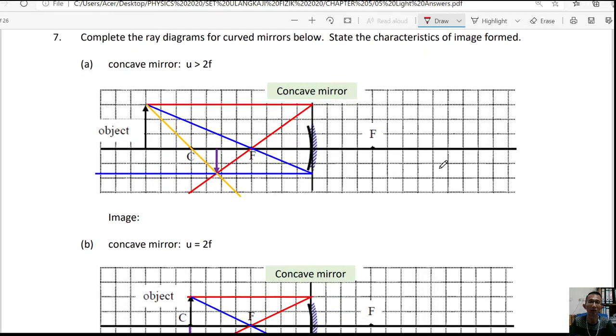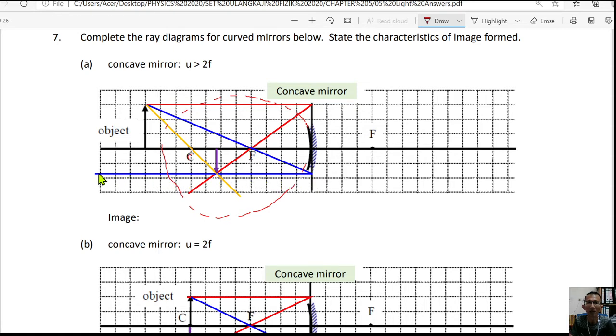For the curved mirror, here is my mirror. If I complete my circle, I am going to use the C and the F inside my circle. So recall, I have a line parallel to the principal axis, and what happens? It will go to my focal point. And if I draw a line going through this focal point, upon hitting the mirror, it will go straight.